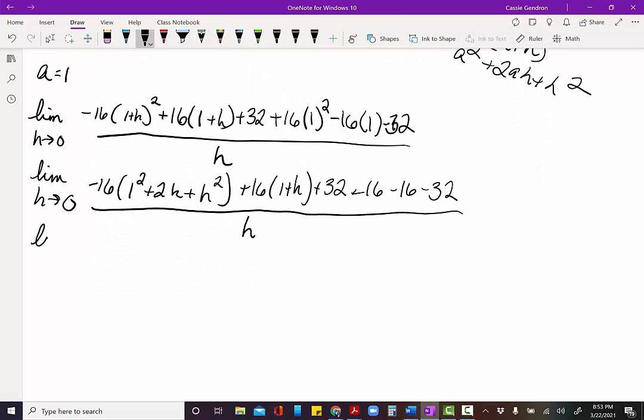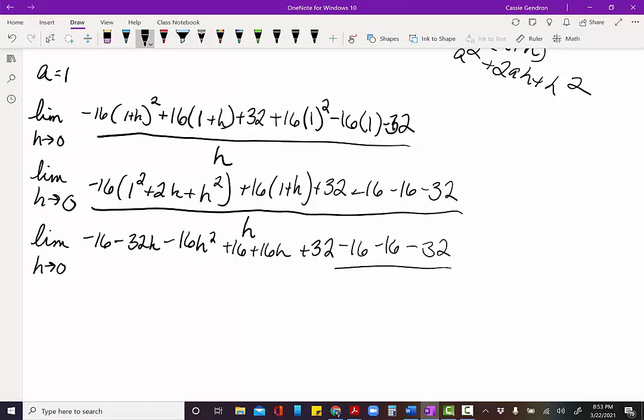We've got the limit as h approaches 0 of negative 16 minus 32h minus 16h squared plus 16 plus 16h plus 32 minus 16 minus 16 minus 32, all over h. We're still going with the limit as h approaches 0. We're not done with that yet. We just need to cancel stuff out now.